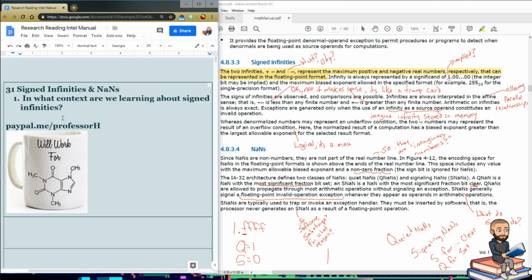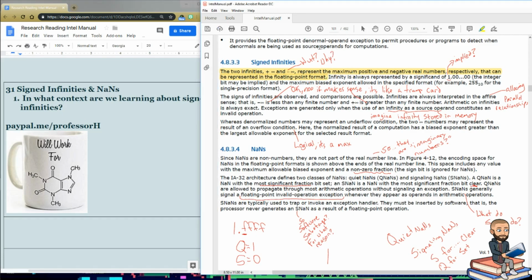So there's a question: in what context are we learning about signed infinities? Let's try to keep a perspective about us here. And of course you see right here, I'm just confused as to why we would have this, because I thought the concept of infinity is inclusive of both positive and negative ranges.